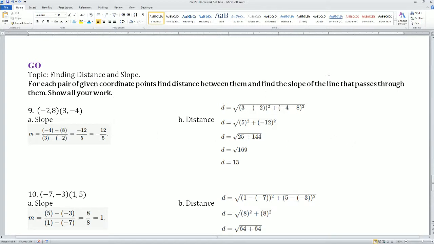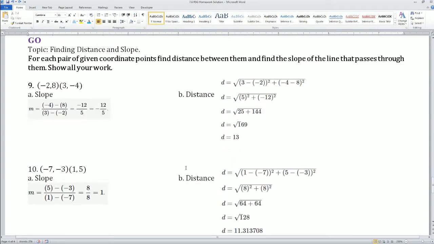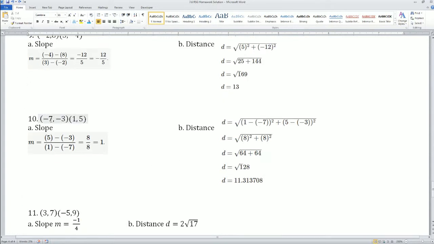Distance is the square root of x2 minus x1 squared plus y2 minus y1 squared. Keep it in the square root. You get square root of 169. That equals 13. You just have to plug it into the equation.